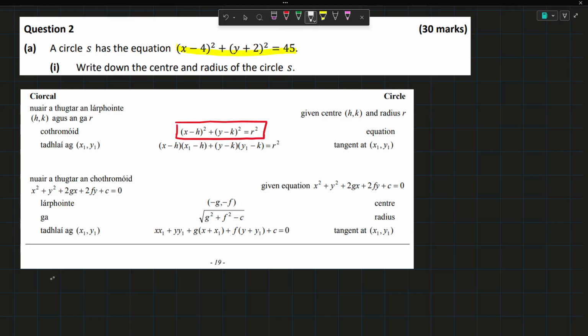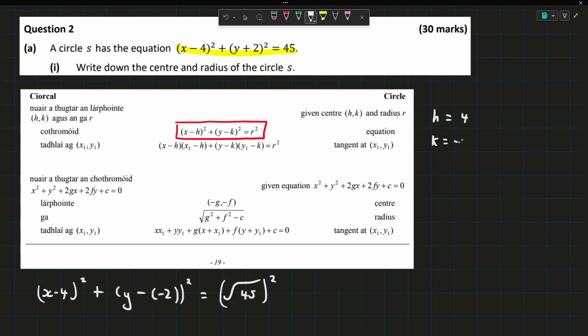So we can keep x minus 4 squared, that's fine, but then we can say y minus minus 2 squared, because then it's in the form y minus k, and instead of writing 45, I'm going to write it as the square root of 45 squared, because then we have the same form as the equation boxed in red, and then we can just read off h must be equal to 4, k is equal to minus 2, and the radius is the square root of 45.